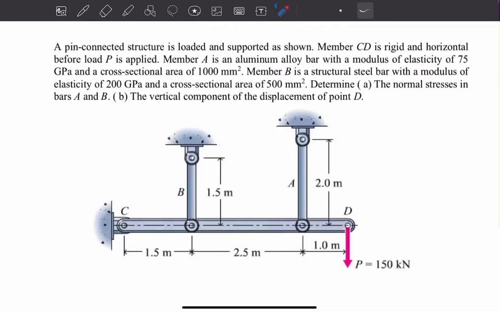Welcome to the third example in the chapter on axial loads. The question reads: a pin-connected structure is loaded and supported as shown. Member CD is rigid and horizontal before load P is applied.